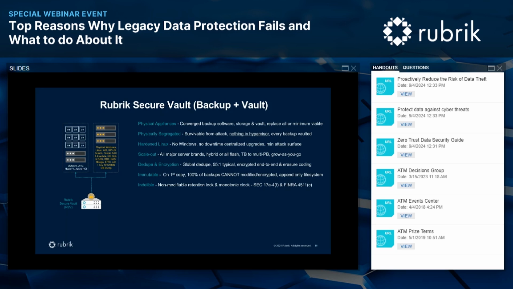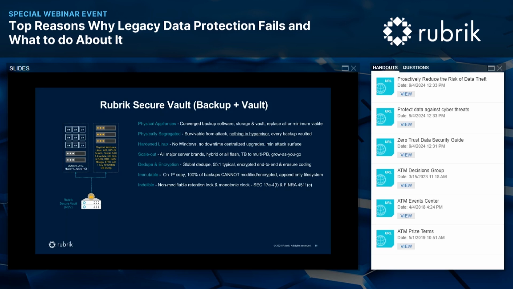But if you jump the clock to 2050, and it's a great red team test, you'll see that all the backups are expired because it thinks it's 2050. So the beauty of the monotonic clock in the Rubrik Secure Vault is that it's not actually using NTP for backup expiration. Why? Because you can't trust the time.